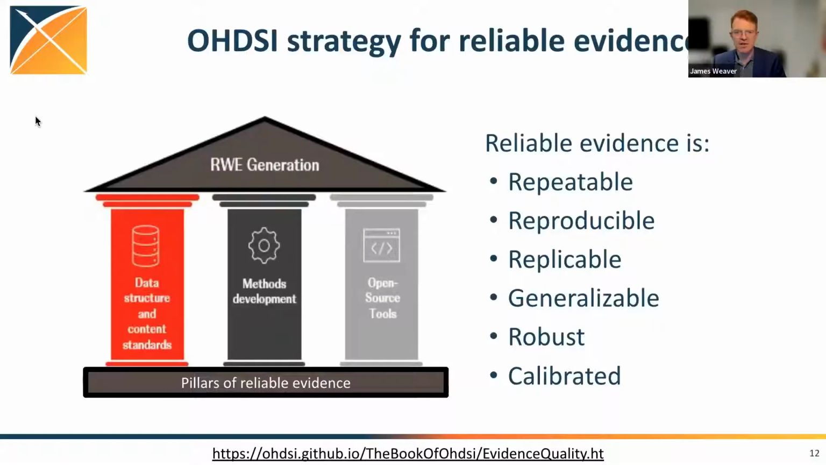Next. In addition to defining and maintaining data structure and content standards, OHDSI conducts methods research and codifies methodological best practices into open source software. And this combination of data standards, methods research, and software development supports evidence generation that is repeatable, reproducible, replicable, generalizable, robust, and calibrated. And although it's easy to get deep enough in the weeds of data standards, methods, and software development that it can seem like these are ends in themselves, they're not. These tasks are a means to an end of consistently generating reliable evidence to inform decisions to improve patients' lives.